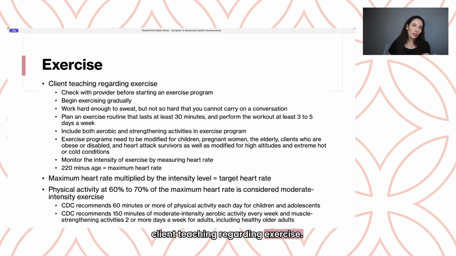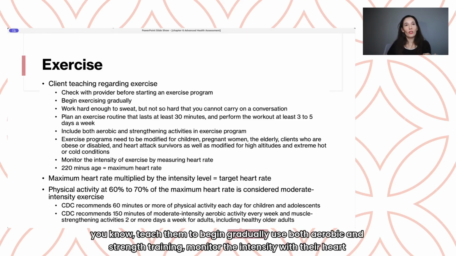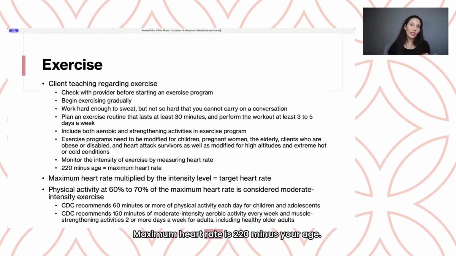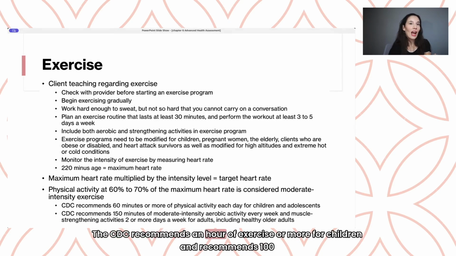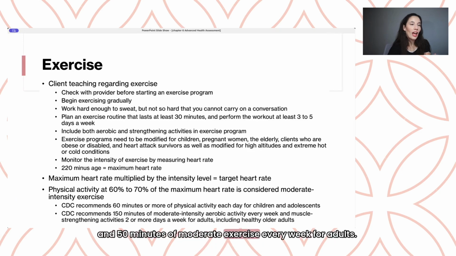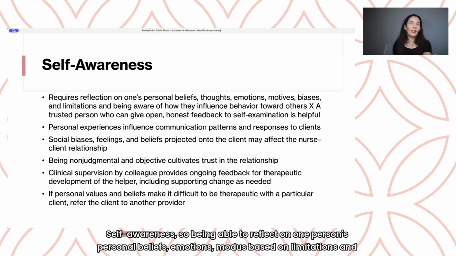Client teaching regarding exercise. So, teach them to begin gradually, use both aerobic and strength training, monitor the intensity with their heart rate. Maximum heart rate is 220 minus your age. Physical activity at 60 to 70% of the maximum heart rate is considered moderate intensity exercise. The CDC recommends an hour of exercise or more for children and recommends 150 minutes of moderate exercise every week for adults.